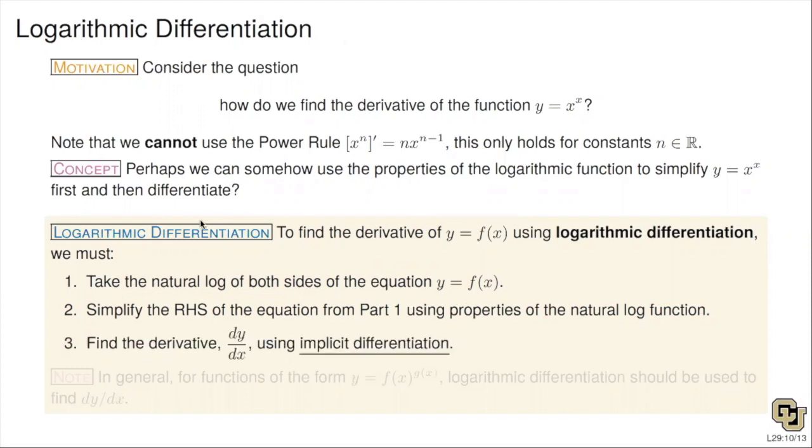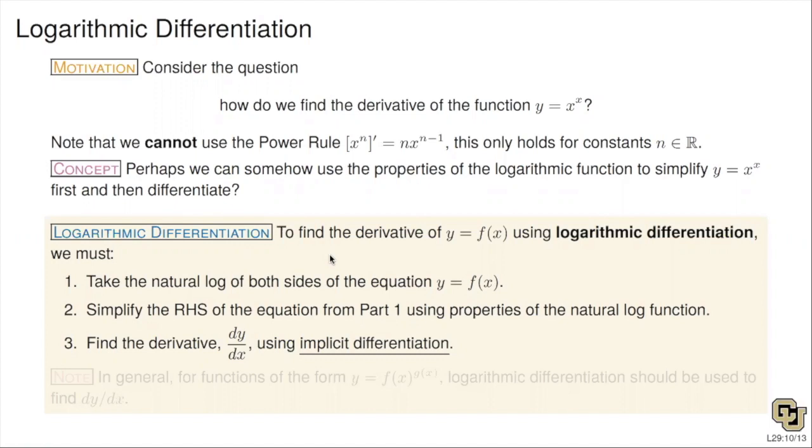Then take the derivative of both sides. We will end up using implicit differentiation. I'll show you when we do an example. Take the derivative of both sides, solve for y prime, and that's how logarithmic differentiation works. So I will show you an example and go over this procedure on Friday in great detail.